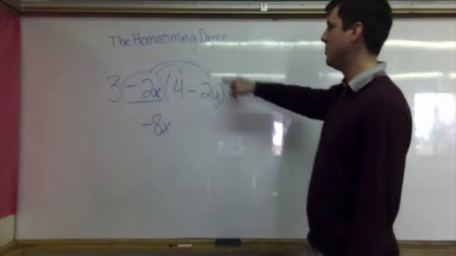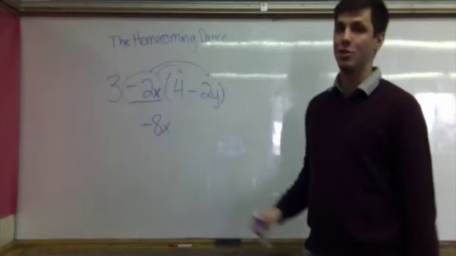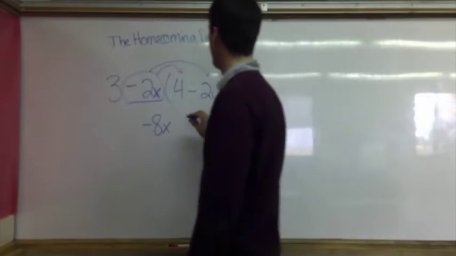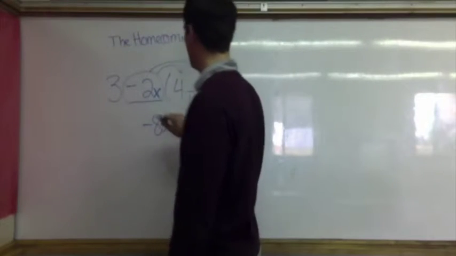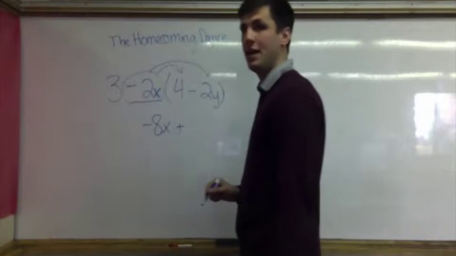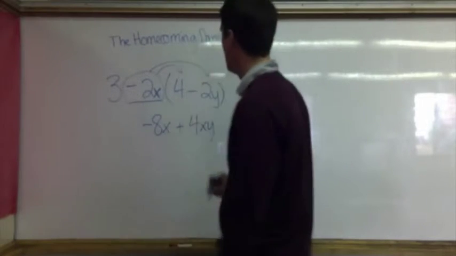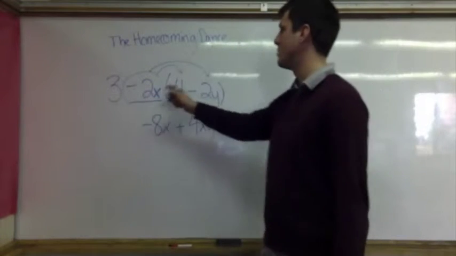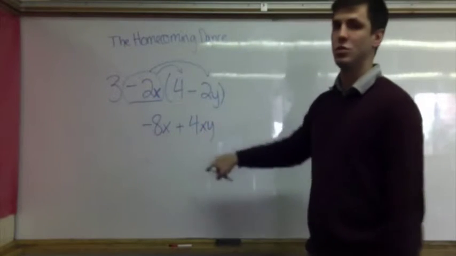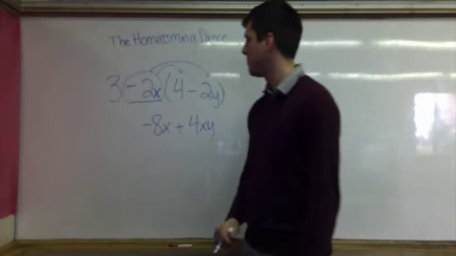Now the second distribution, negative 2x times negative 2y. Two negatives is a positive. 2x times 2y is going to create 4xy. 2 times 2 times x times y. 2 times 2 is 4, and times x times y.